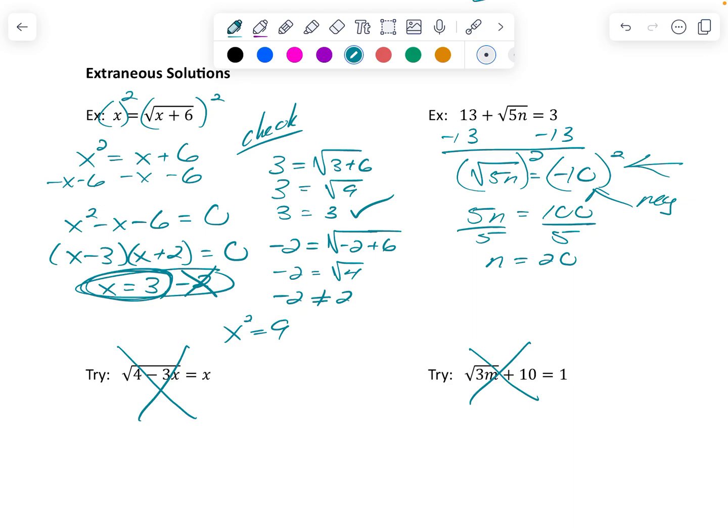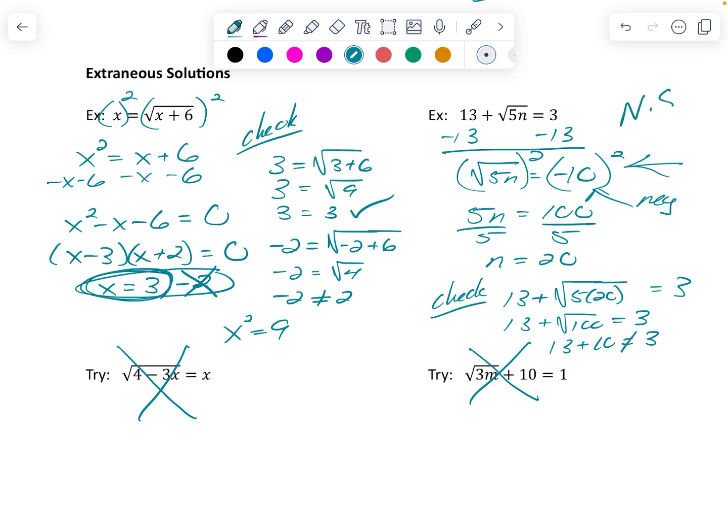So you can see when we check, if we plug this back in, 13 plus the square root of 5 times 20 equals 3. Well, we're going to get 13 plus the square root of 100, or 13 plus 10 equals 3, which does not check out. And so this one actually is no solution. And you could see right back here, when we had the square root equal a negative 10, that's a warning. So a couple little pitfalls to look out for.